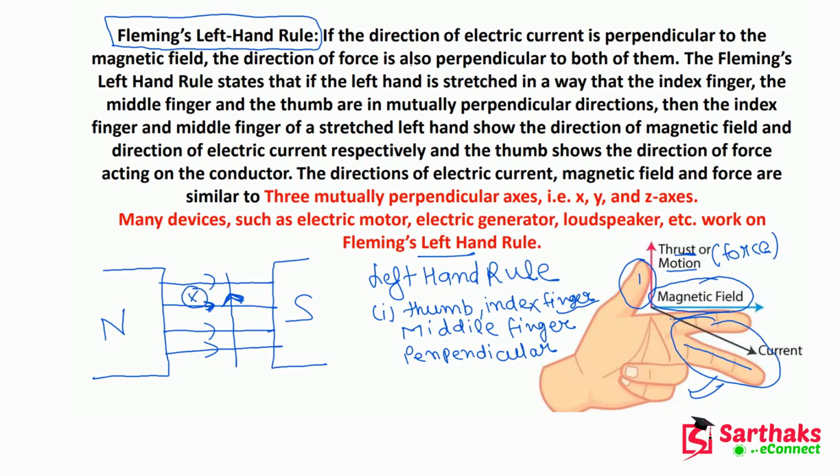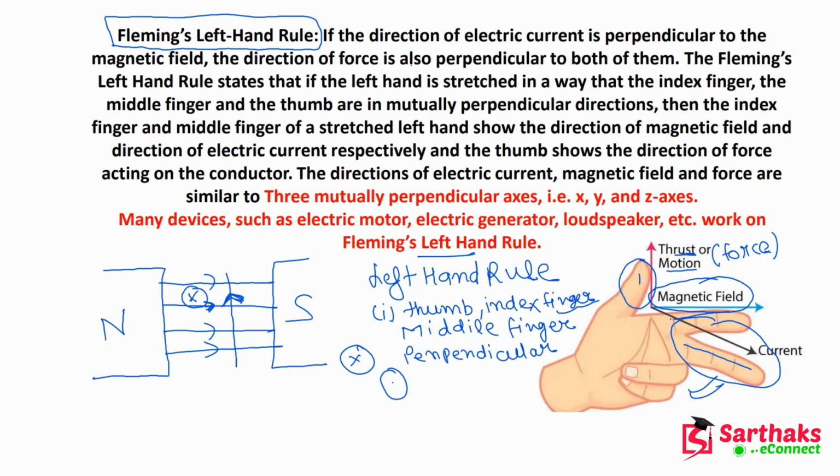Okay, you can say inside this page, and for inside this page we use this cross sign. This cross means inside this page, and this dot means outside the page. So the force exerted will be inside the page. I hope you understand this point. So this is how we find out the direction of the force by applying Fleming's left hand rule.